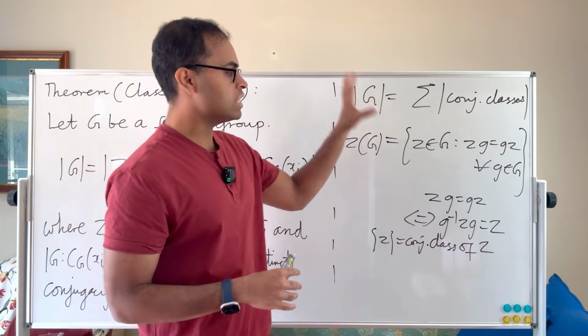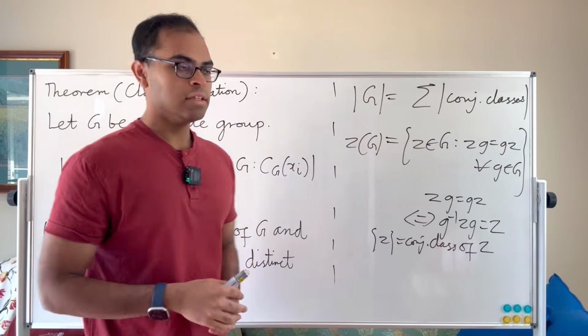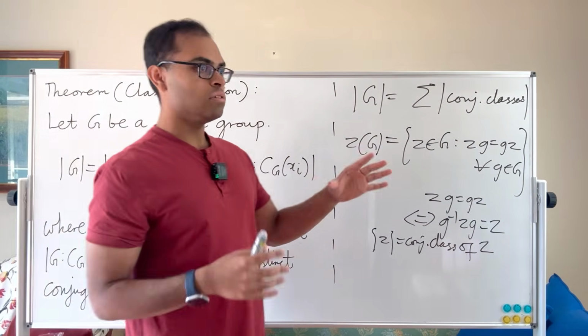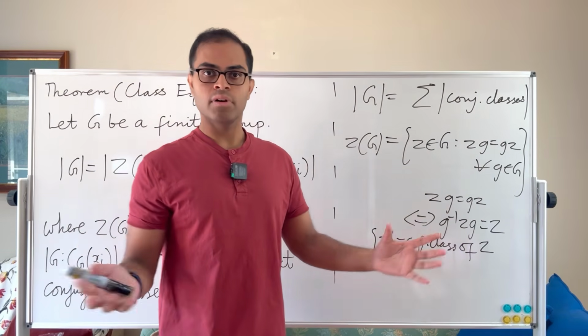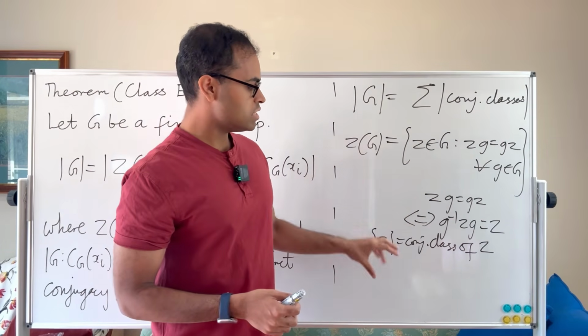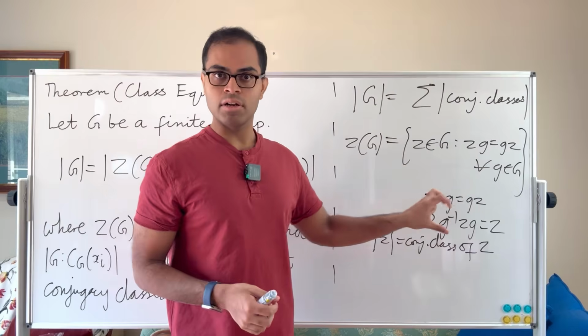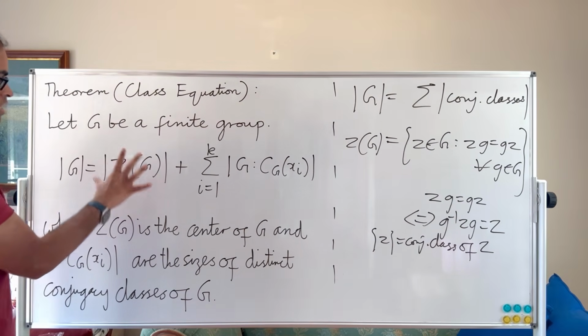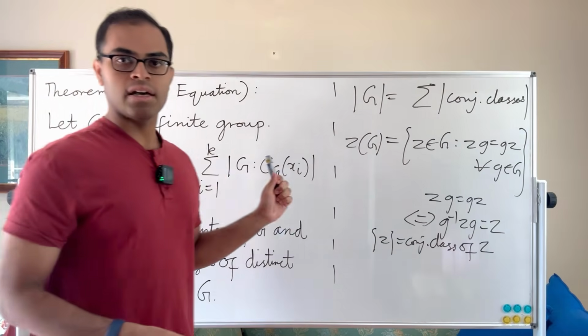If your group is abelian, the center is all of G, and the class equation just doesn't have this term. Everything is its own conjugacy class in an abelian group. But in general, the center consists of the one element conjugacy classes, and they comprise the number of elements in the center. So that is the first term in the class equation.